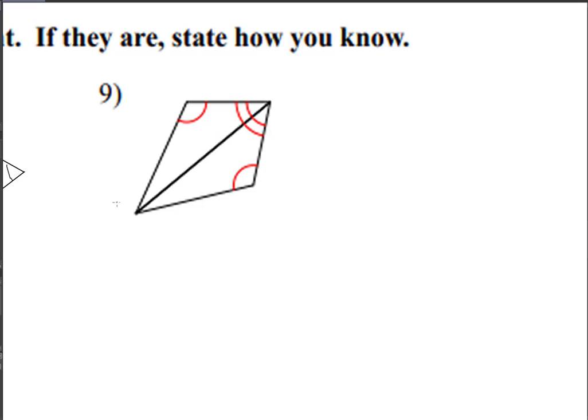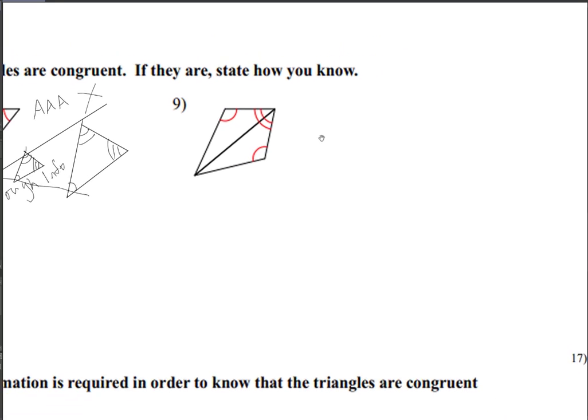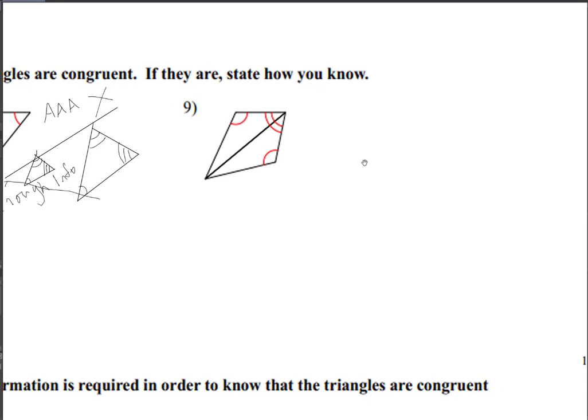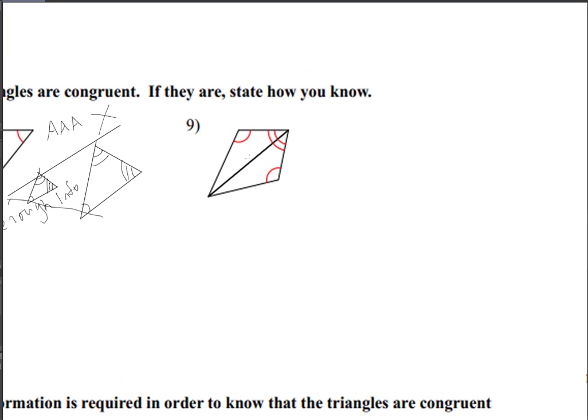So number 9, basically what it's saying is that this angle is congruent to that angle. We have that this angle is congruent to that angle. Do we know that these are congruent based on that? Well, we have to realize that there's another piece of information that we have, and that is that this side is congruent to itself. So now I have angle, side, and angle, side. Does that prove congruency?